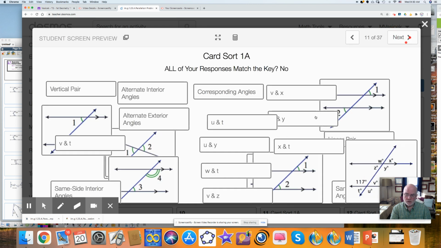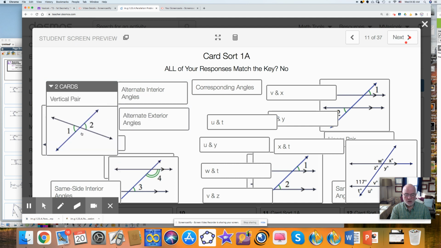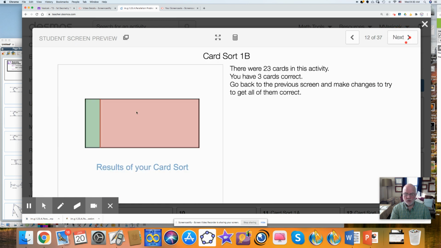So here's a sort. If I were you, I would put the categories up at the top, and I would associate the pictures with it, like a vertical pair. This is a vertical pair: non-adjacent angles formed by intersecting lines. When you get them all correct, you get a no. And you also have a thing here showing you how far along you are, how many cards you have correct.